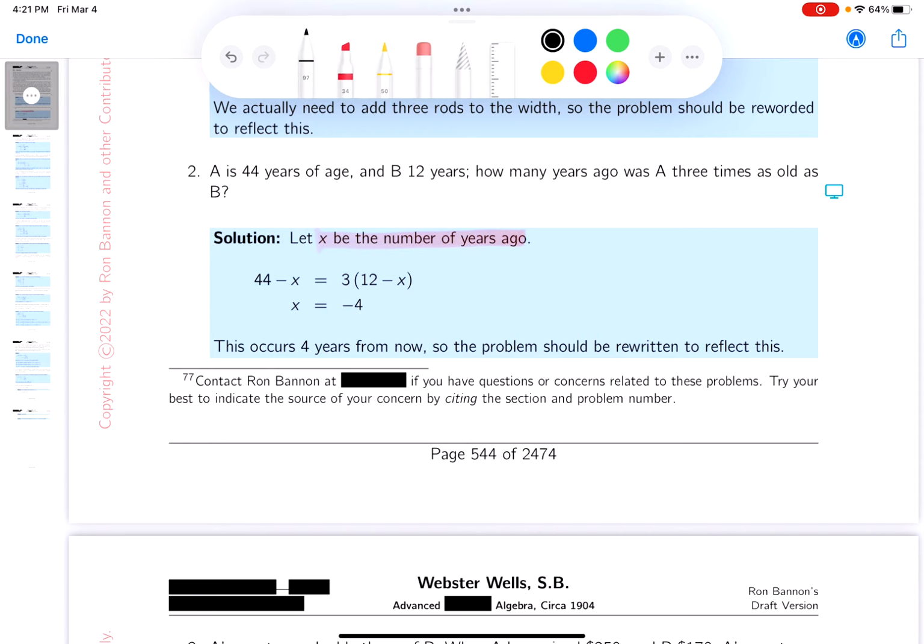So let's write this down. How old was A X years ago? He was 44 minus X. How old was B X years ago? B was 12 minus X. And what do I want? I want A at that point in time to be 3 times as old as B. So that's my equation. And again, by today's standards, we'd be extremely happy to see a student write that down.